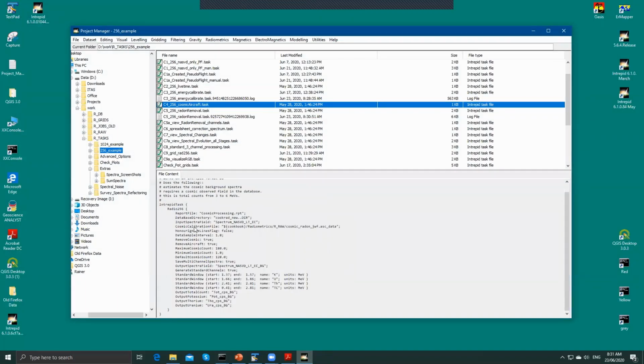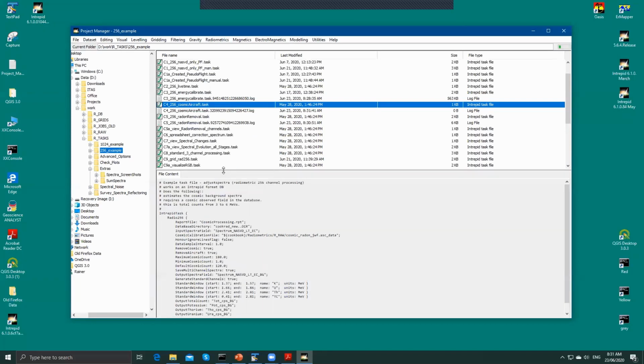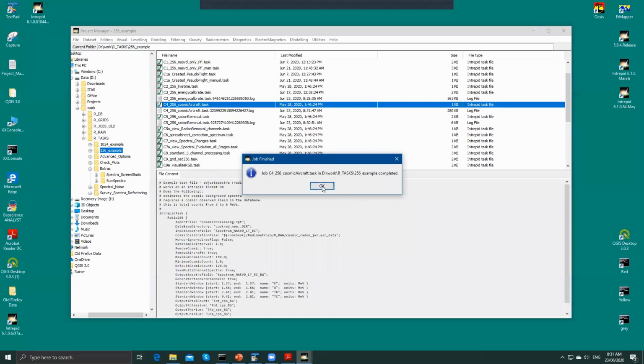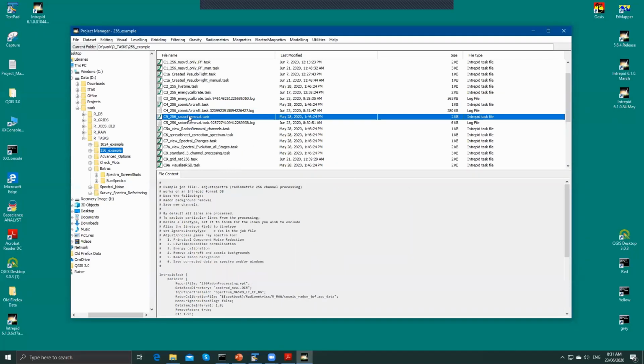What it does is it needs a cosmic calibration file because we do a full spectral removal. These cosmic radon JWF ASCII data come with Intrepid as an installation. Basically, that calibration file needs to be supplied by your contractor, but we use that one, and then we just remove basically the cosmic and the aircraft background, which is applying a slope and an intercept time. So I suggest we just run the task file here because it should be fast. There's not much going on, not much things you can change. So that is done. And then we can go to the radon removal.